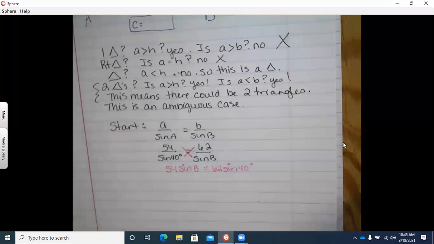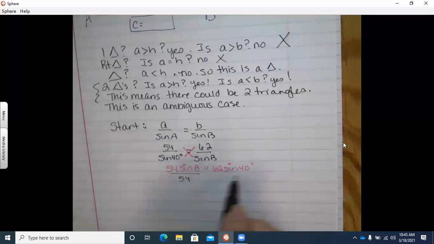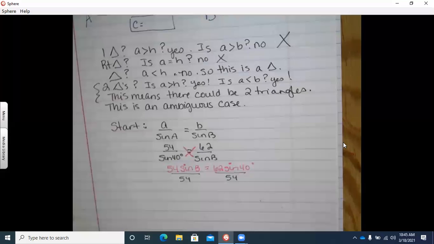All right, now what do I do? Divide by 54. And that gives me sine of B equals, what do y'all get when you put that in your calculator? At least give it to me to the nearest thousandth, 3 places out. 0.738, that's what I got. Now I'm just going to leave that big number in my calculator, but on my paper I just wrote the rounded number.